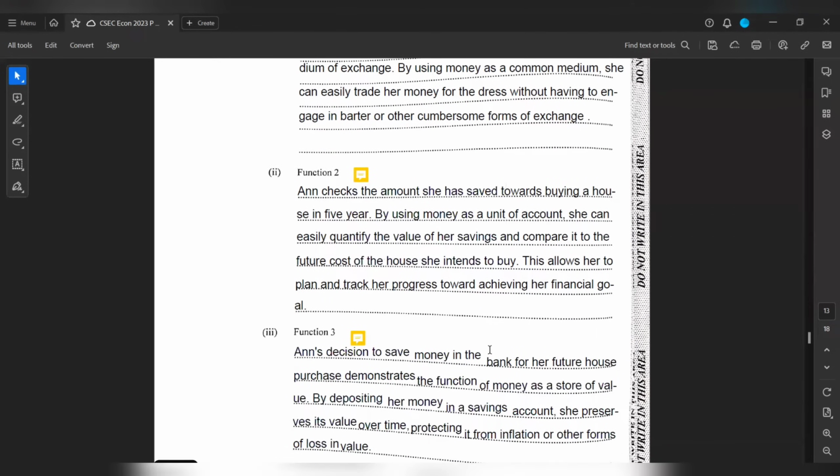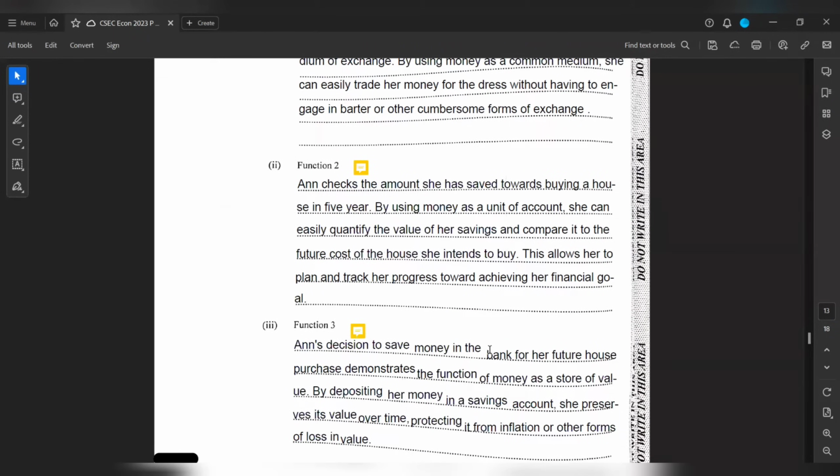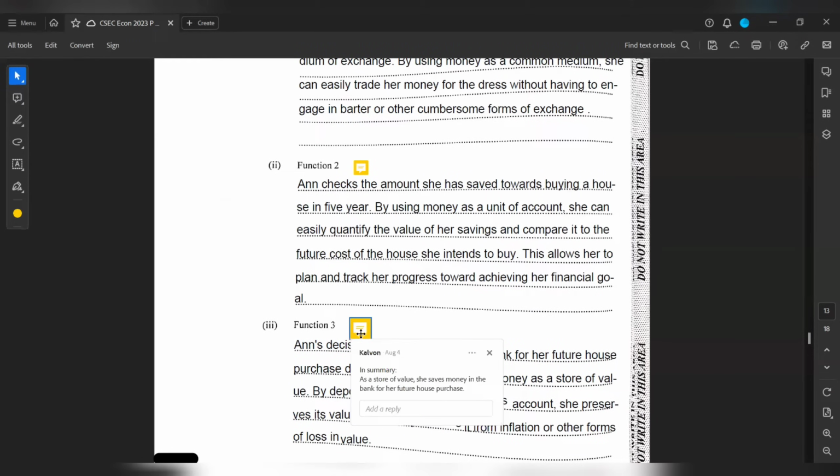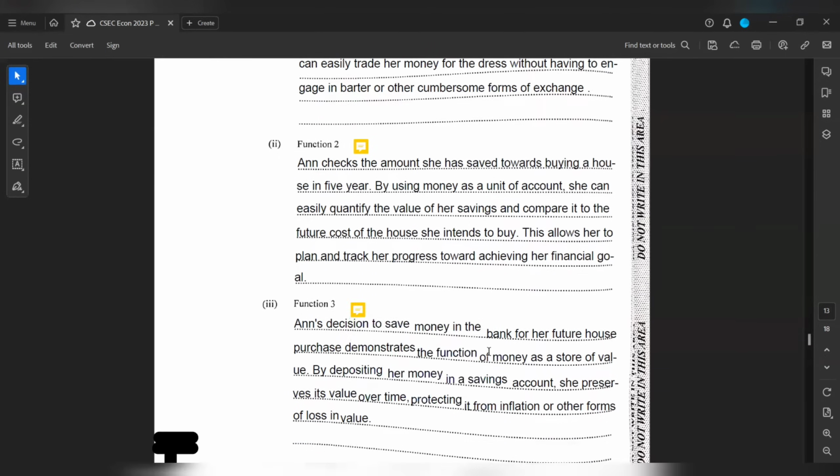Function 3, Anne's decision to save money in the bank for her future house purchase demonstrates the function of money as a store of value. By depositing her money in a savings account, she preserves its value over time, protecting it from inflation or other forms of loss in value. In summary, as a store of value, she saves money in the bank for her future house purchase.